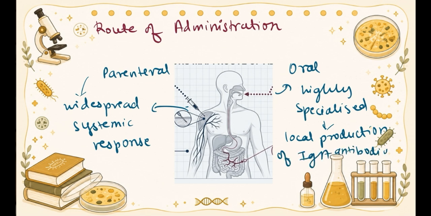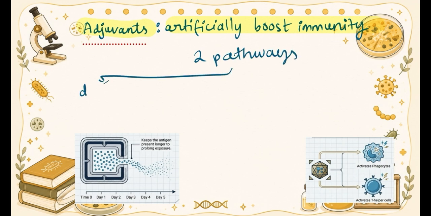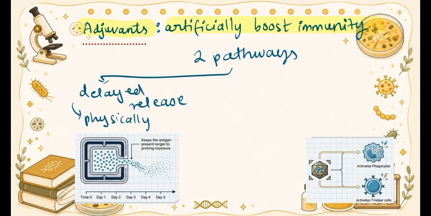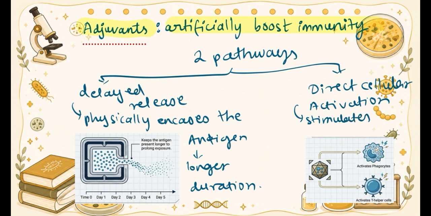Because scientists understand these natural limitations, they've actually developed methods to artificially boost immunogenicity using specialized substances called adjuvants. These adjuvants operate through 2 primary mechanical pathways. The first mechanism is delayed release. By physically encasing the antigen, the adjuvant keeps it present in the body for a much longer duration. The second mechanism involves direct cellular activation. This biologically stimulates key immune players, specifically activating the phagocytes that physically consume the threat and the T helper cells that orchestrate the broader biological counterattack.